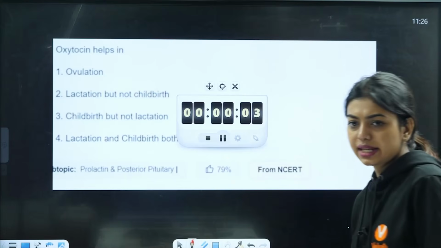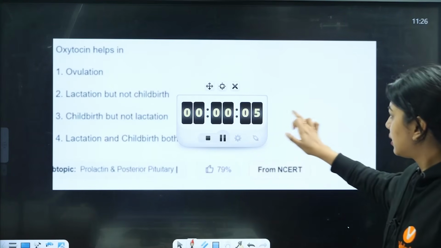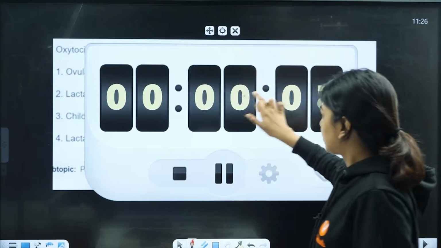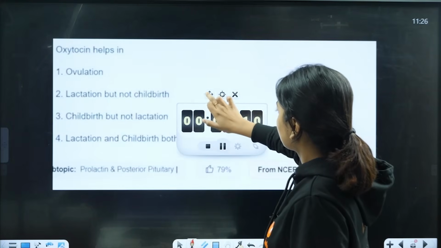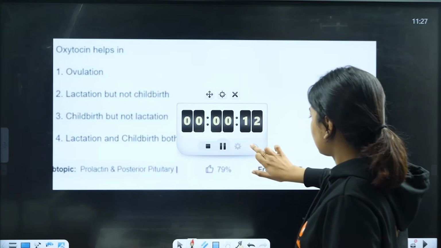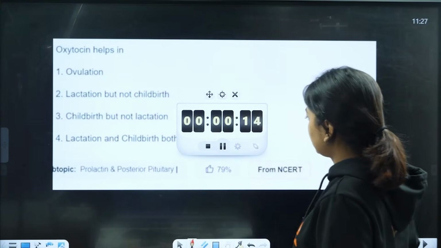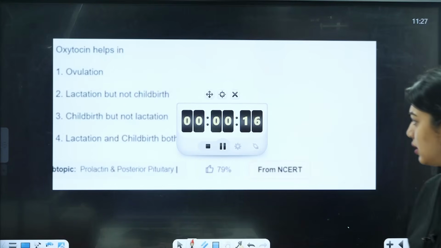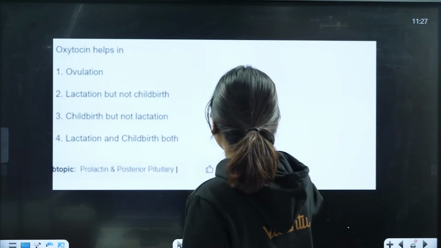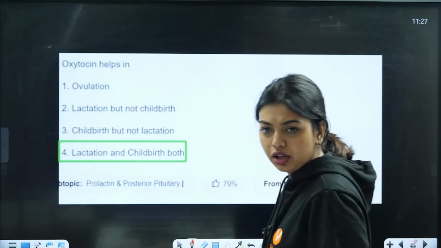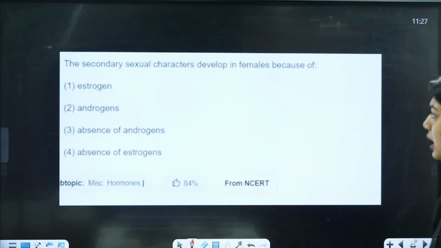Hmm, 10 seconds timer is there. Quickly. Why is it not moving? Okay, done. So the answer is going to be option number 4. Next question.